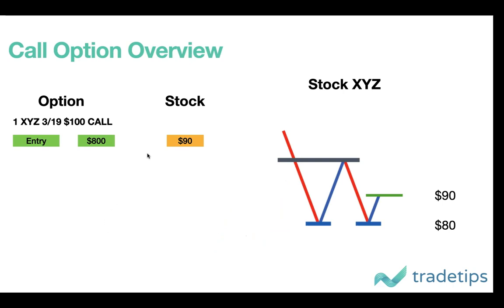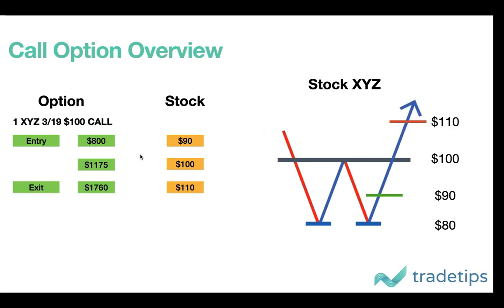So let's go ahead and just see this play by play again. We're just doing a little review of what that looked like. So first, your entry, the stock was at 90, you were at 800 just to get in. The stock goes up to 110, so your contract goes to 1175 total. And at the exit price, you exited with your equity at 1760, and when the price was at 110.